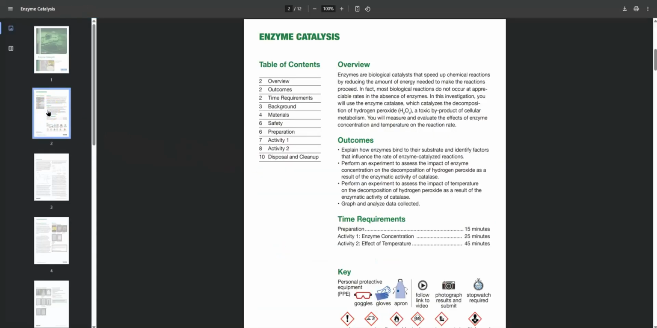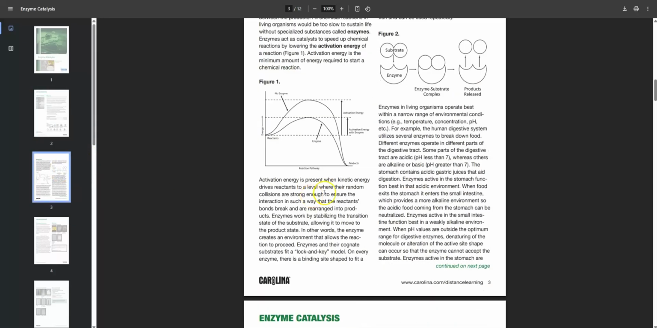All right, so this lab is shorter than the other one. You only have 2 activities, and they go relatively quickly. So this is giving you background about enzymes. There's a really good video in the class announcements about enzymes and how they work.